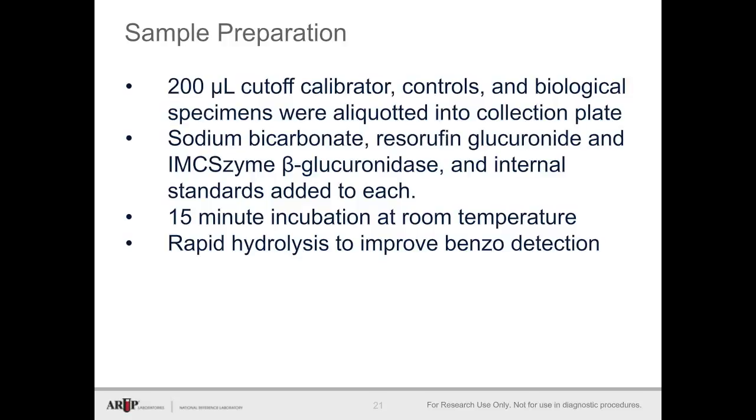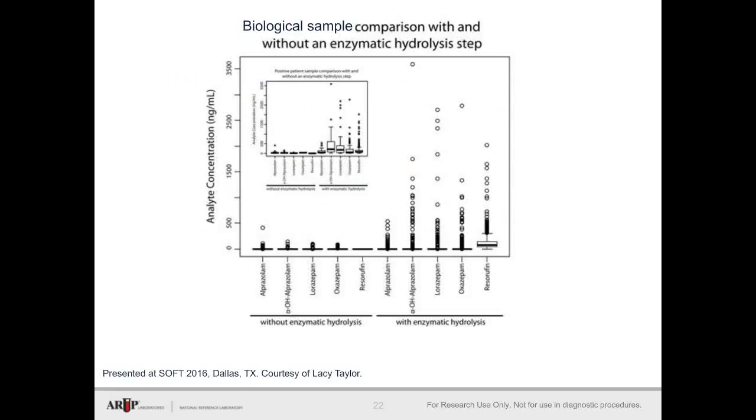So we take 200 microliters of our sample, controls, and calibrator, and aliquot them out. We add a buffer, we add the resorufin glucuronide and beta-glucuronidase in the internal standards. We let it sit for 15 minutes at room temperature, and then we proceed with our normal extraction.